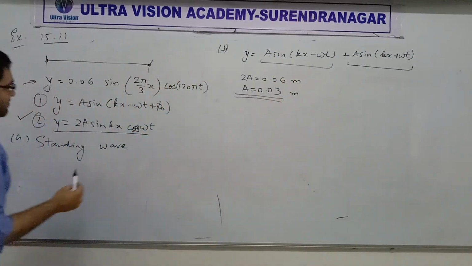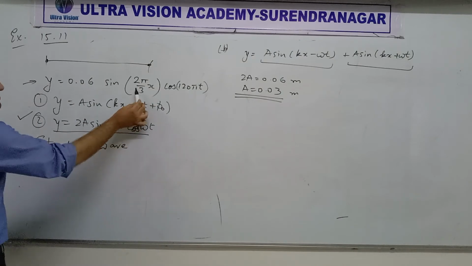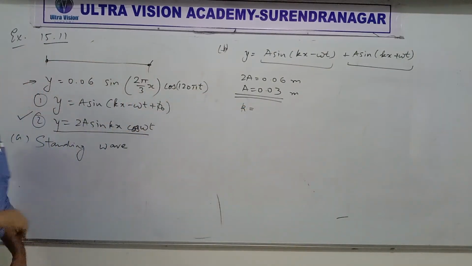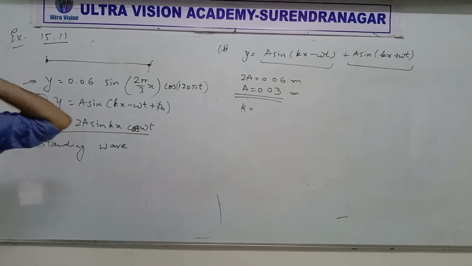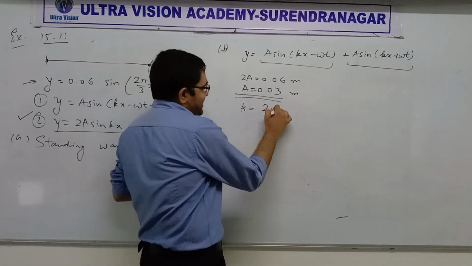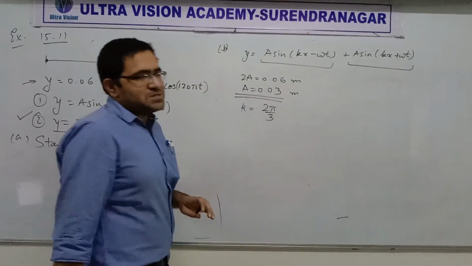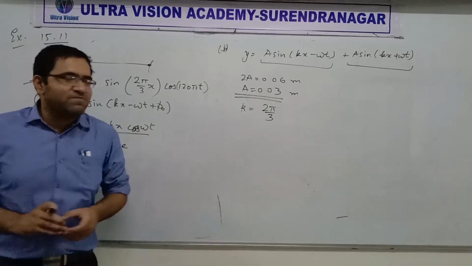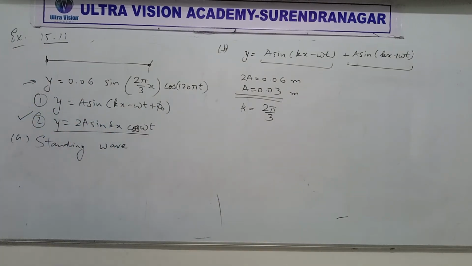Fine. Next comparison. Kx. So what do you think K is? What will be K's value by comparison? 2 pi by 3. Do you remember the unit of K and the name of K? What is K called? And what is its unit?